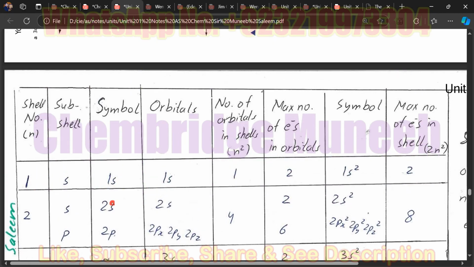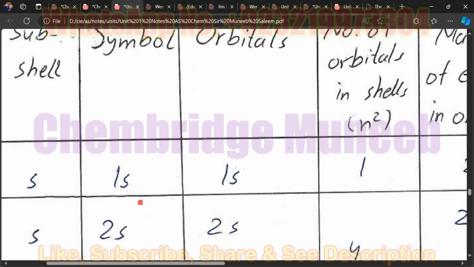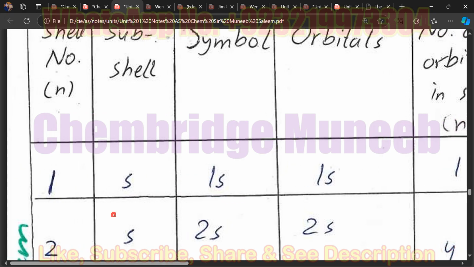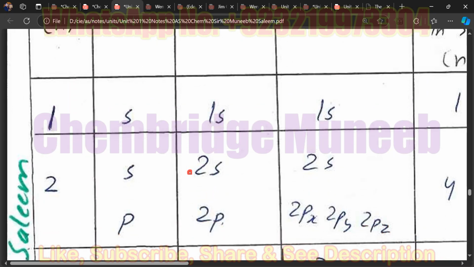Now we will also represent the subshells with the number of the shell, the principal quantum number. The principal quantum number is used along with the subshell. This 1 over here represents that it is present in the first shell. Is that clear? And the 2 represents the second shell. So this s is present in the second shell, and this p is present in the second shell.